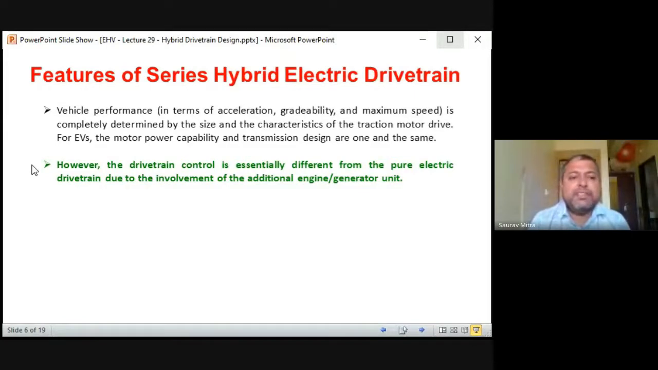So for EV, the motor power, capability, and transmission design are one and the same. How much will be the motor power, how to propagate it to the drivetrain, and all those things, this is the main design in case of EVs. However, the drivetrain control is essentially different from the pure electric drivetrain due to the involvement of the additional engine and generator unit. We have seen it previously, we will see it today also shortly in a diagram, that is the overall block diagram of series hybrid electric drivetrain.